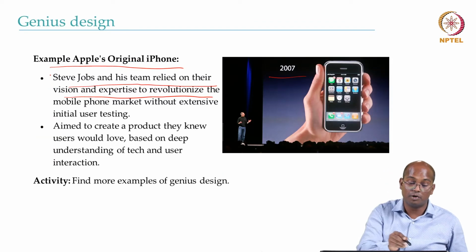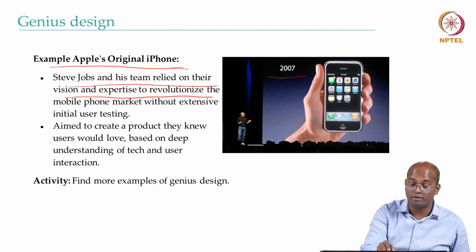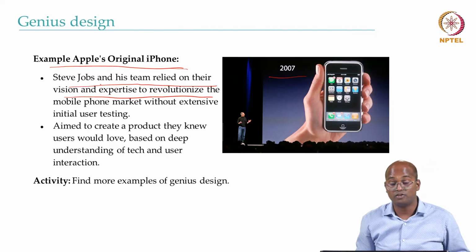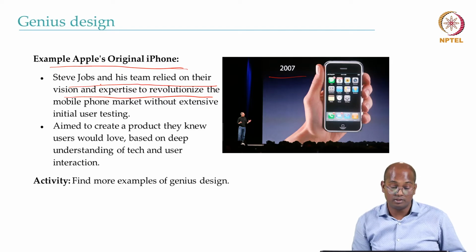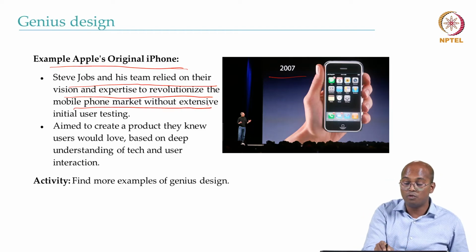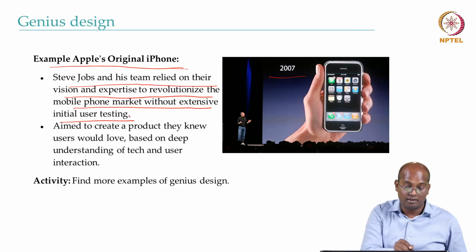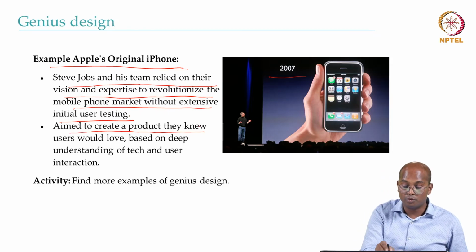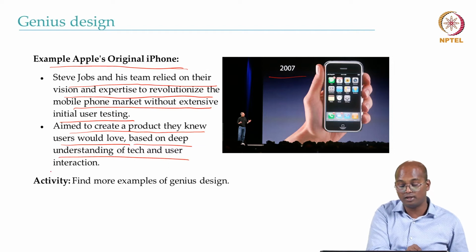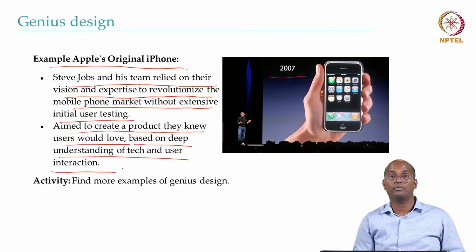So this is the example of Apple's original iPhone. Steve Jobs and his team relied on their vision, their expertise to revolutionize the mobile phone market without extensive initial user testing. The aim was to create a product they knew users would love, based on a deep understanding of the tech and the user interaction.